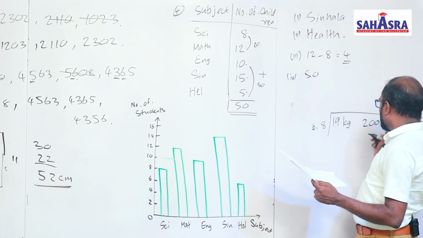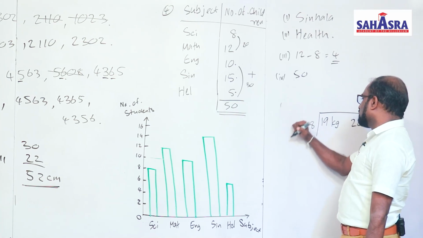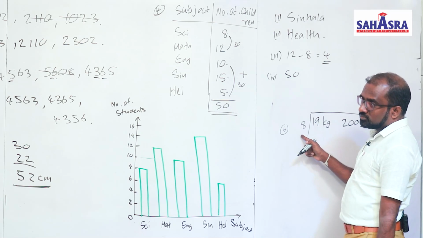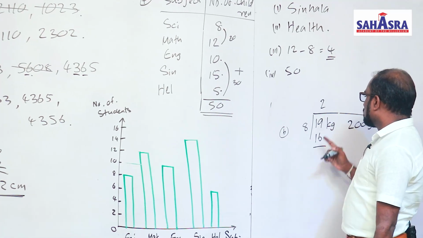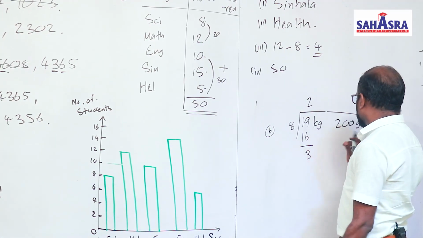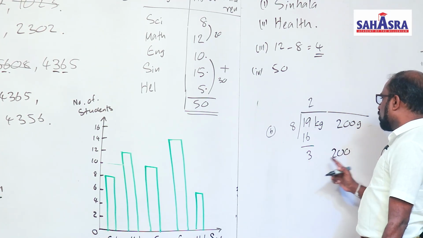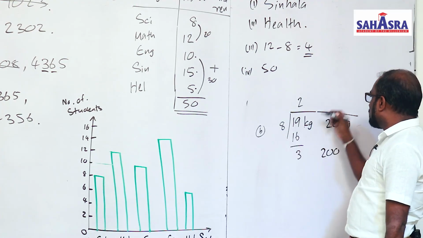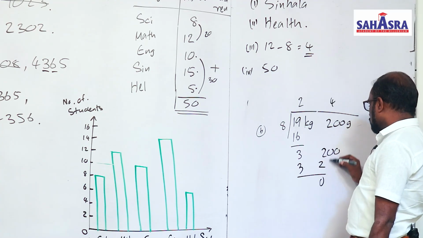19 kilograms, 200 grams, you are asked to divide by 8. Right. So, how can you divide this by 8? 19 divided by 8, that is 2. 8 times 2, 16. 19 subtract 16, what is the answer? 3. So, then take down the remaining 200 grams. Now, divide 3200. So, here 32. 32 divided by 8 is 4. 4 times 8, 32. That is 0.